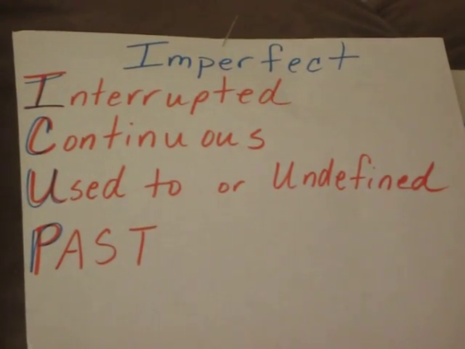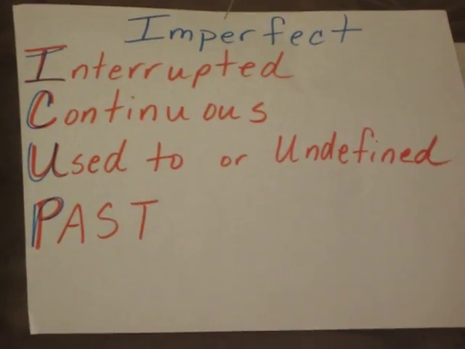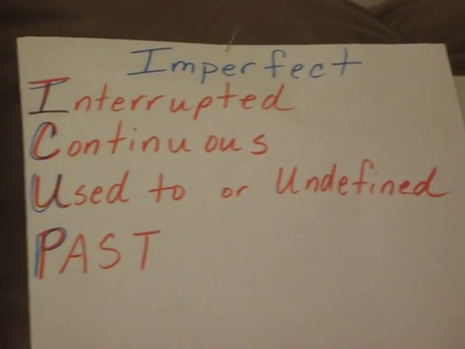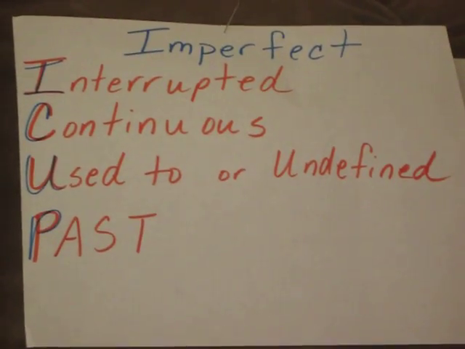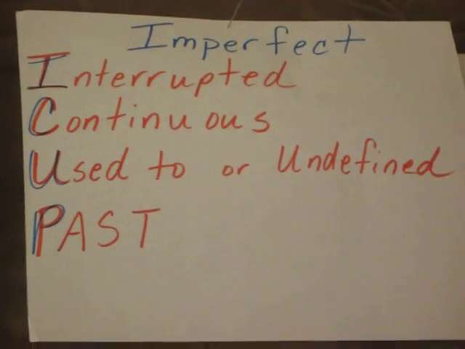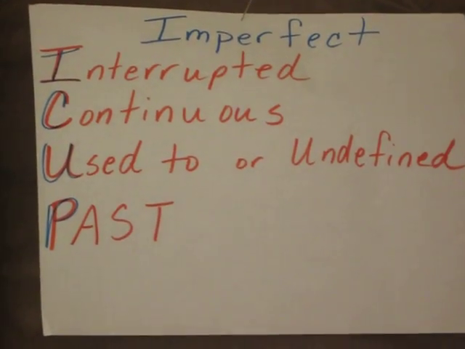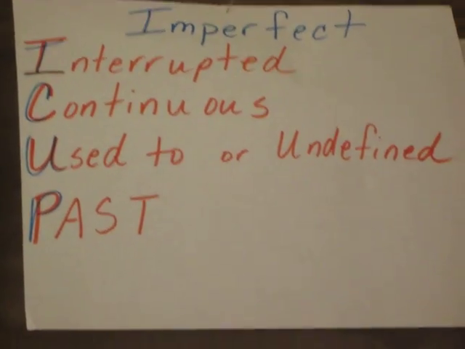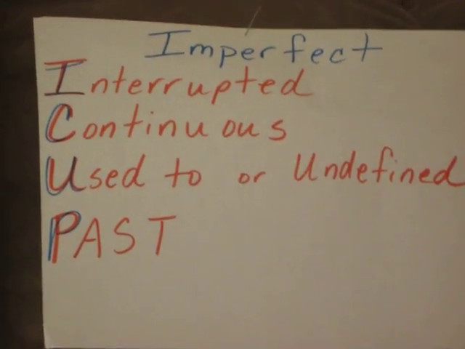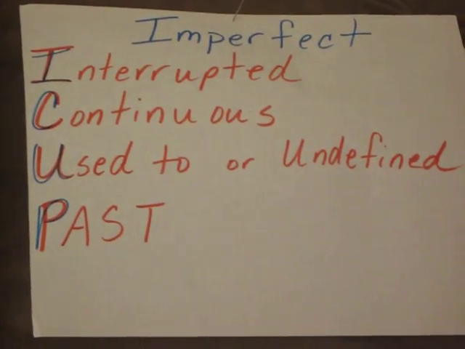So if I'm saying for interrupted, when you called me, I was eating. That would be imperfect. I was eating. I was playing the flute for 5 hours. That's a continuous action in the past. I was playing the flute. Something you used to do. I used to eat bananas every day when I was younger.